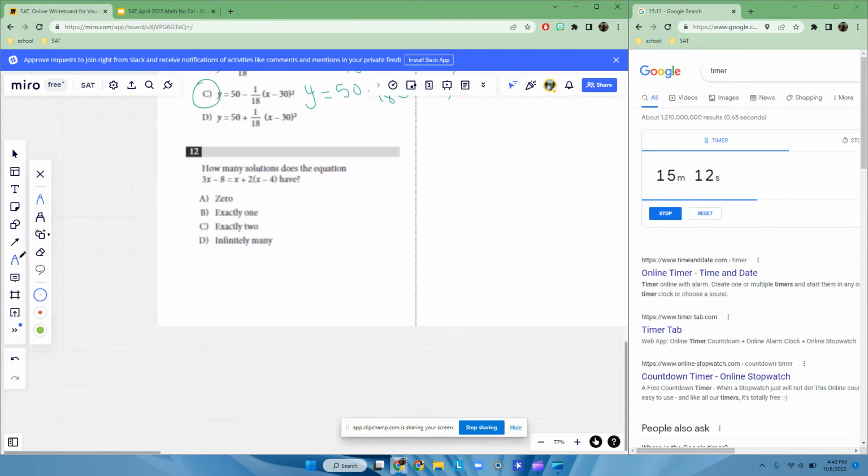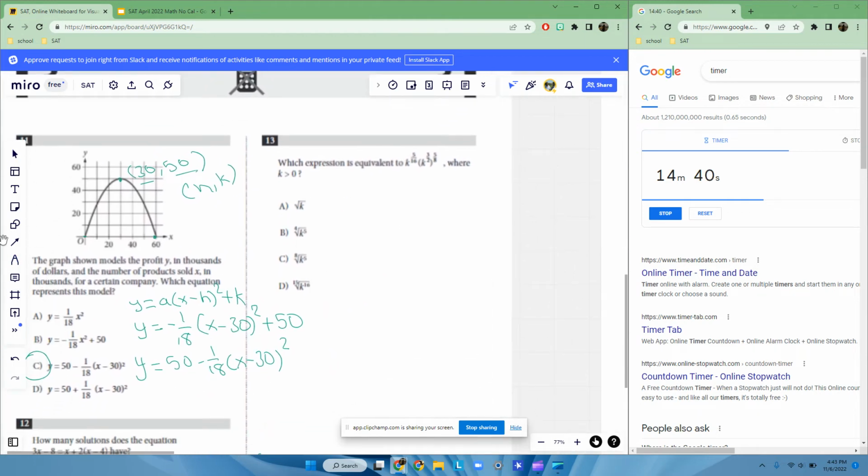Next question. How many solutions does the equation 3x minus 8 equals (x plus 2)(x minus 4) have? Okay, so what we're going to do here is first substitute. So 3x minus 8 is equal to x plus 2x minus 8. So 3x minus 8 is equal to 3x minus 8. If we subtract them, we just get 0 is equal to 0, which means infinitely many solutions. Our answer is D.